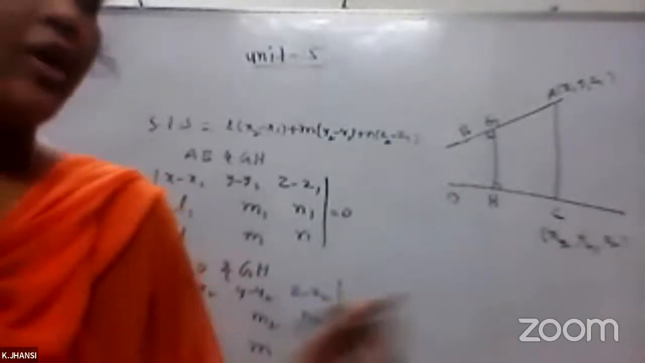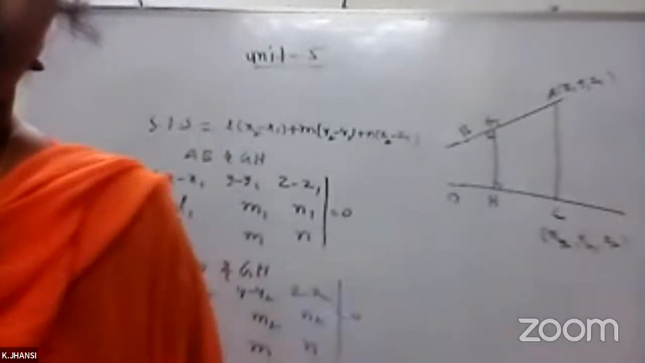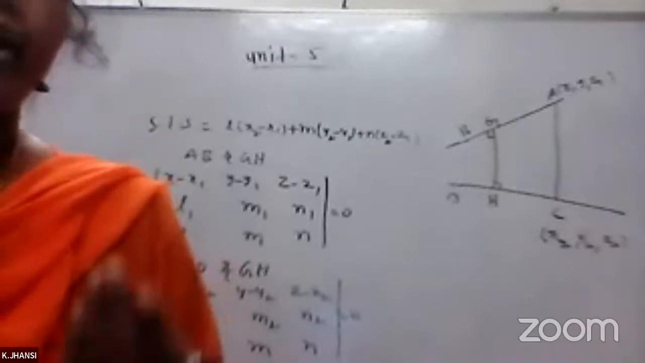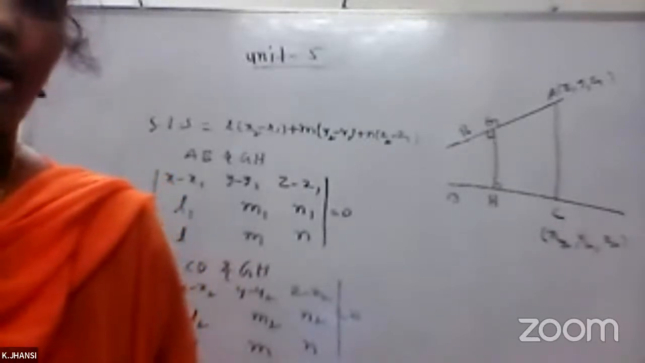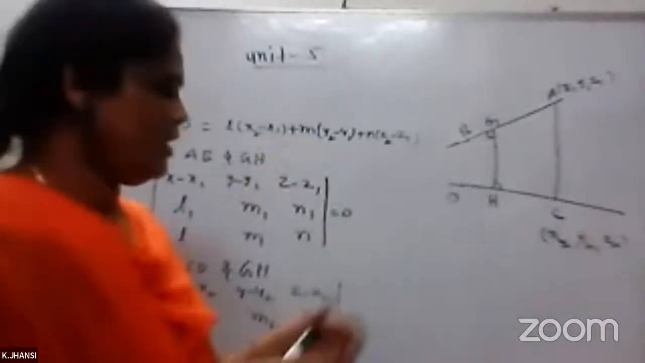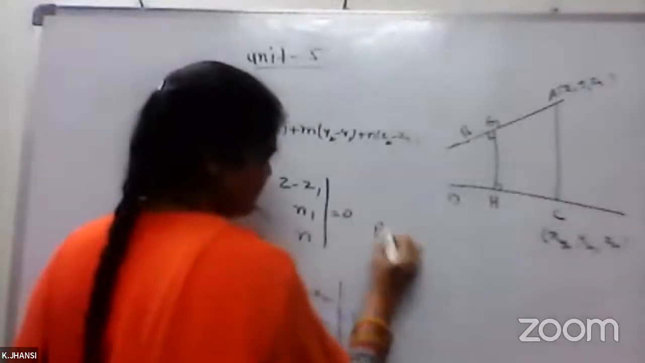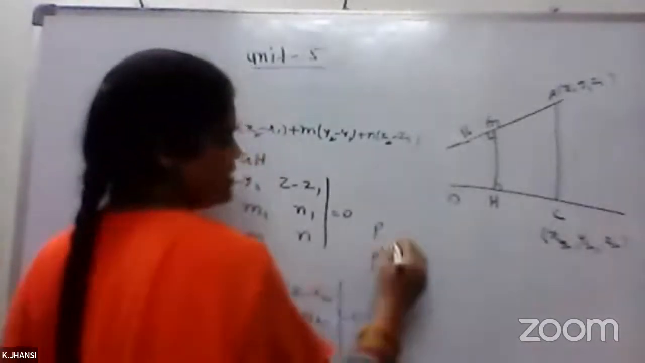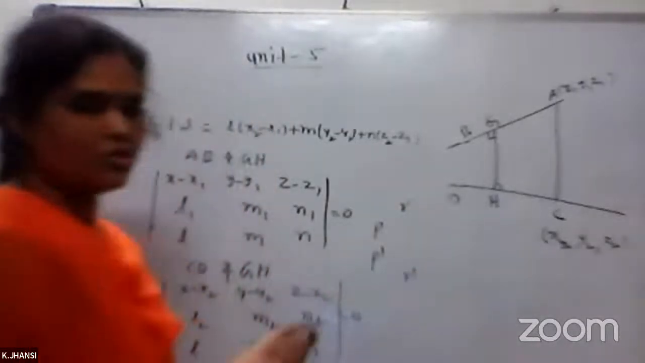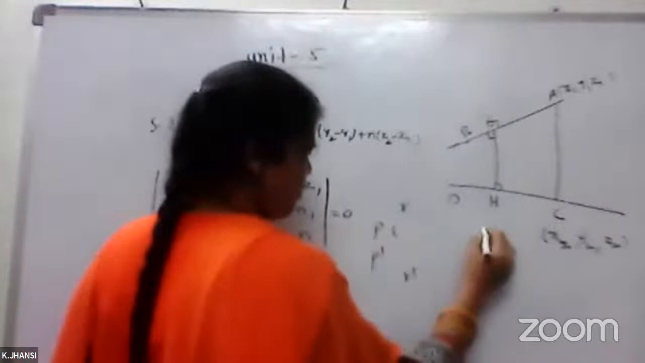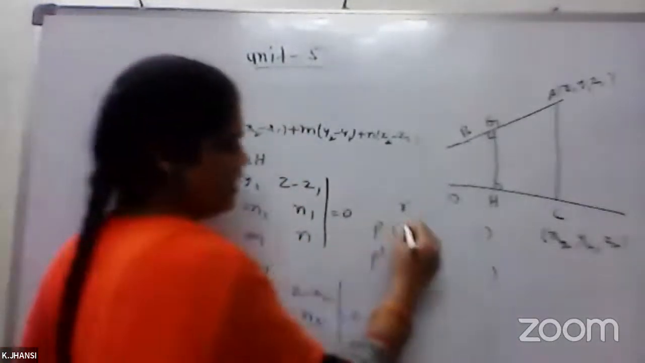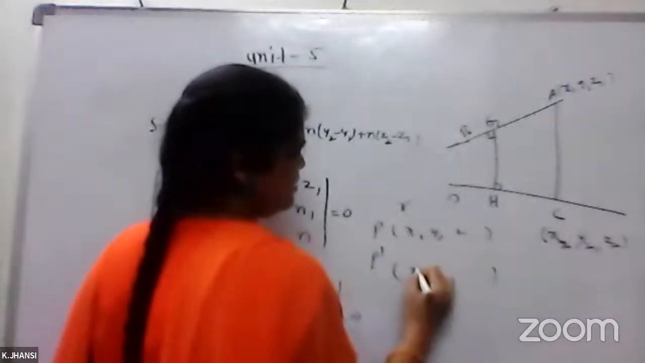If you take the first line equation as R1 and the second line equation as R2, and cross multiply, you will get the x, y, z values. For the first line, you take the point as P, and for the second line, we take the point as P1. Here you take it equals r, and here you take it equals r dash. So you will get the coordinates x, y, z here, and also the coordinates x, y, z here.